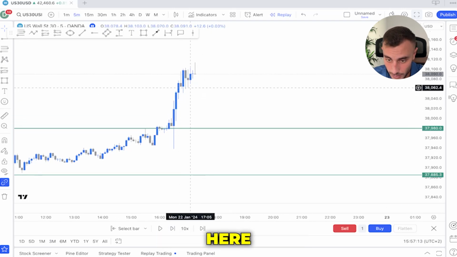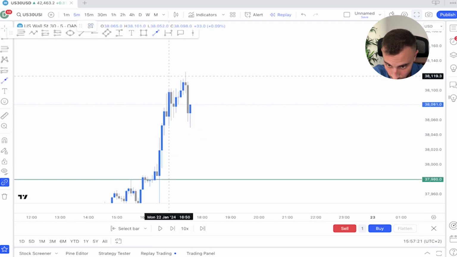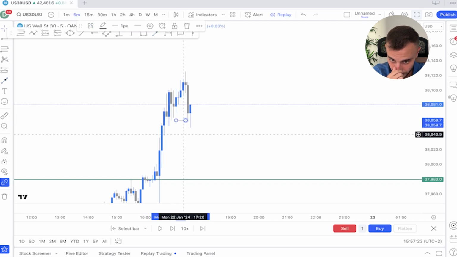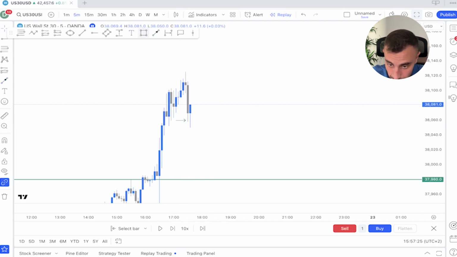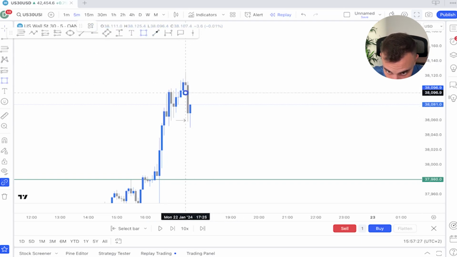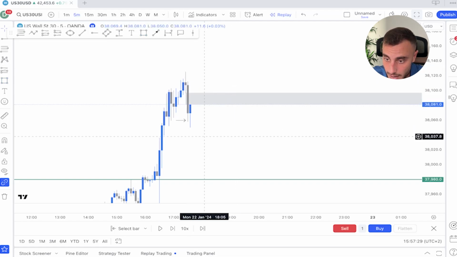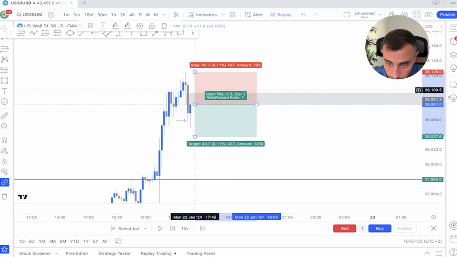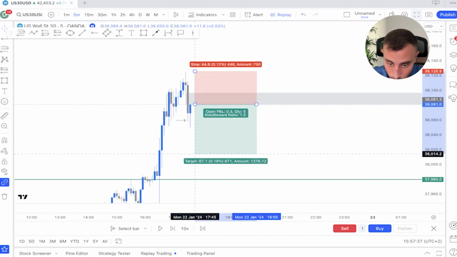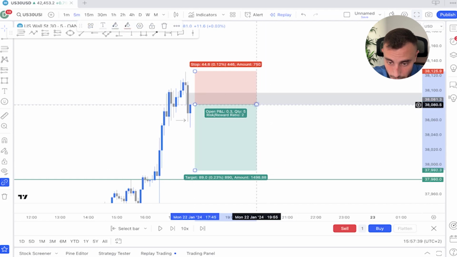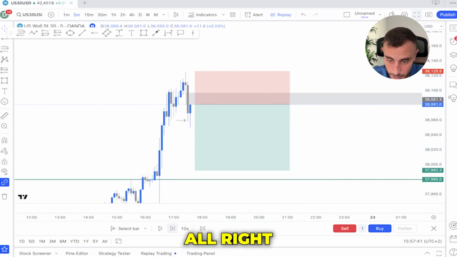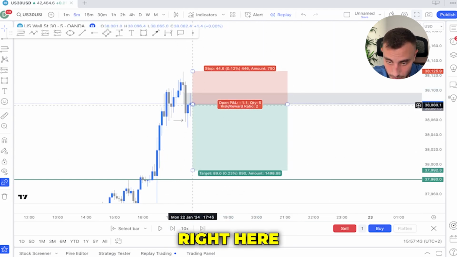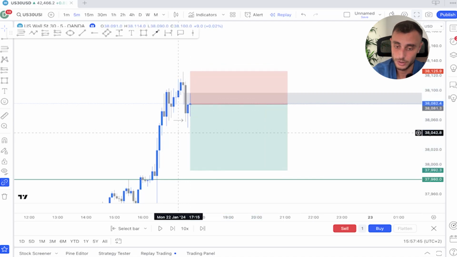Okay, we have a low here. We have a break of structure right here, and we also have a gap. We also have a fair value gap right here. Now the sell limit would be right here on the next candle. The stop loss above the high and the take profit at 1 to 2. Okay, let's see. All right, triggered us right here. Let's see how the trade plays out now.